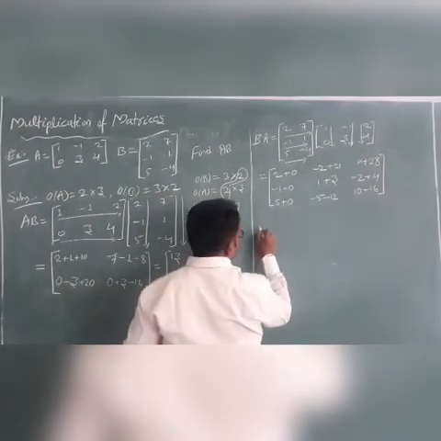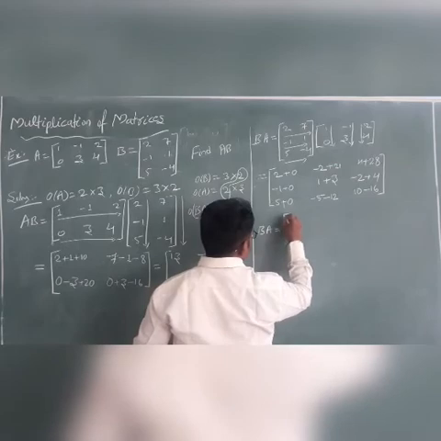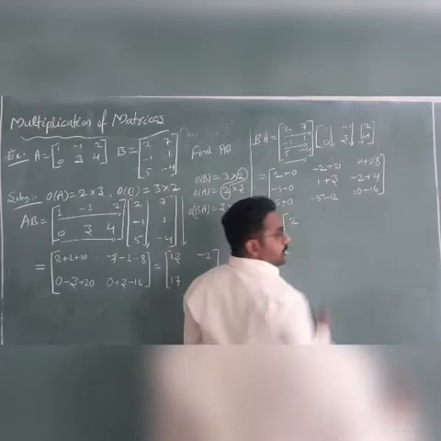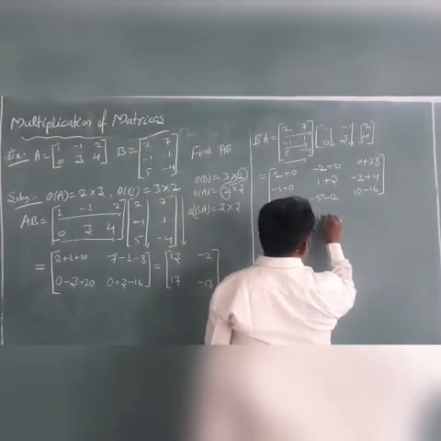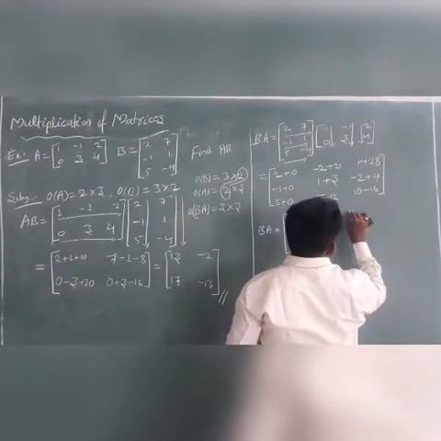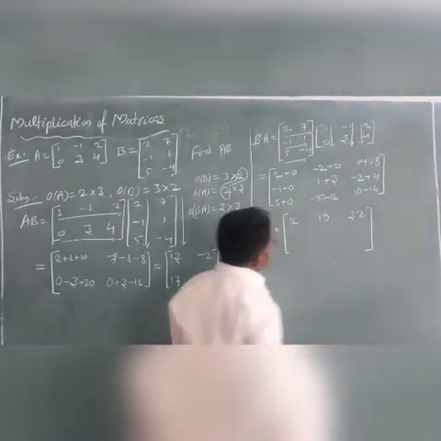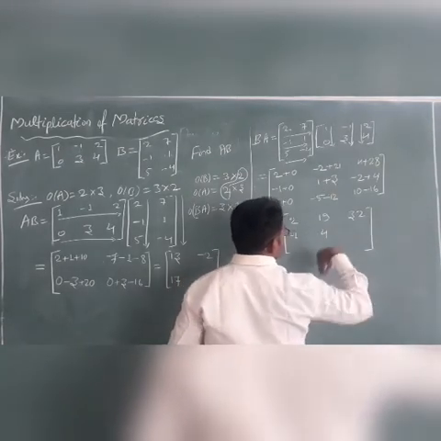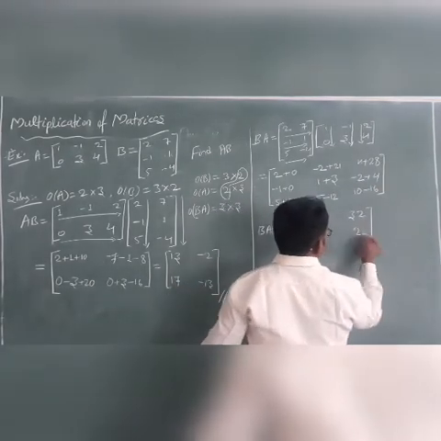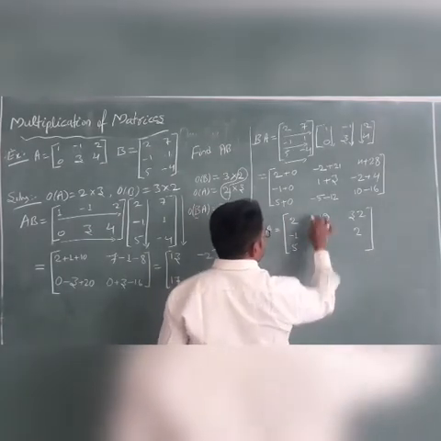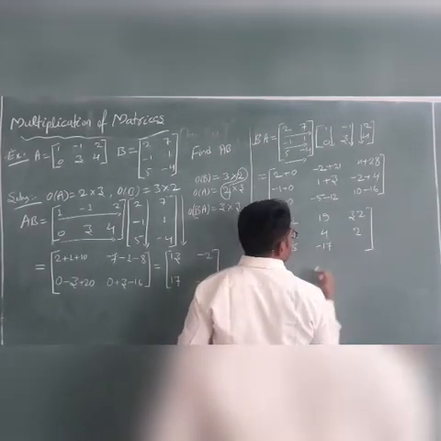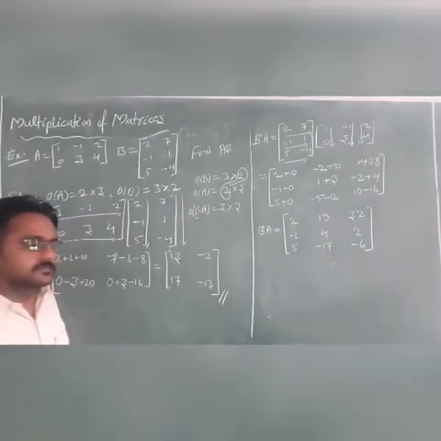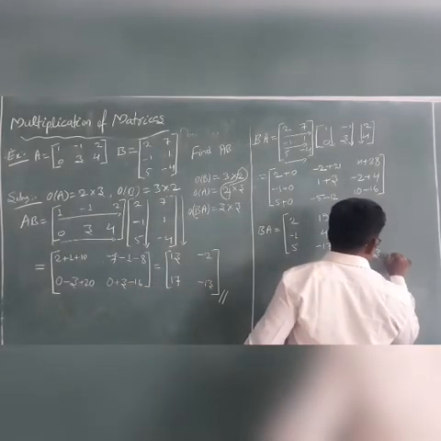So the product BA is equal to 2 plus 0, that is 2, minus 2 plus 21, that is 19. 4 plus 28, 32. Minus 1 plus 0, that is minus 1. 1 plus 3, 4. Minus 2 plus 4, 2. 5 plus 0, 5. Minus 5, minus 12, minus 17. 10 minus 16, that is minus 6. This is the 3 by 3 matrix.